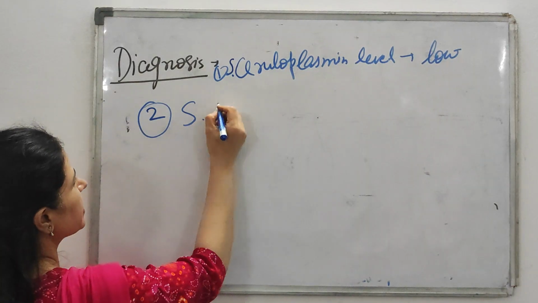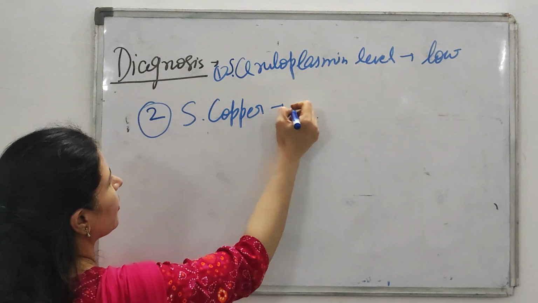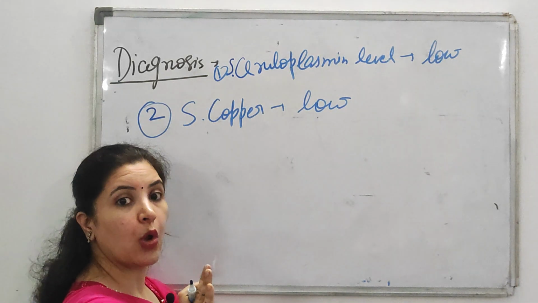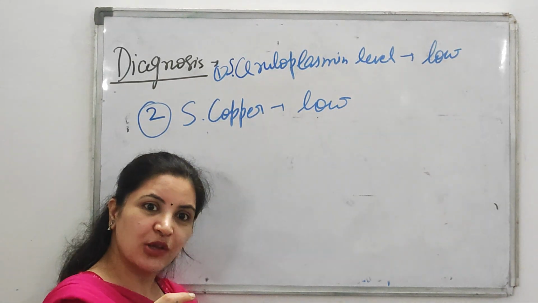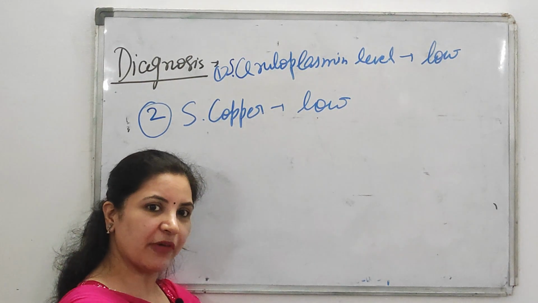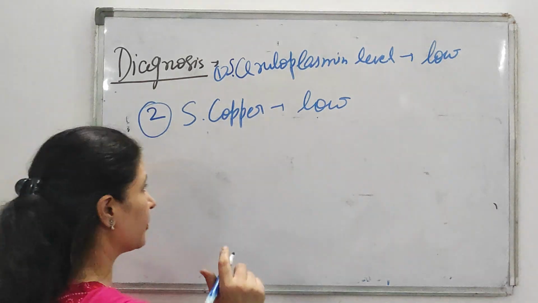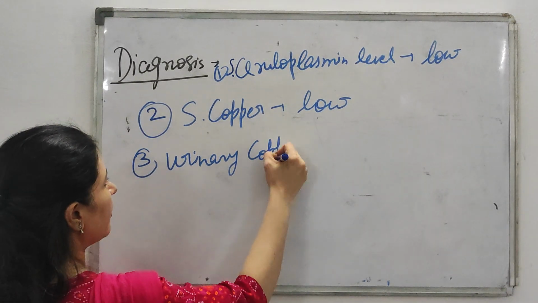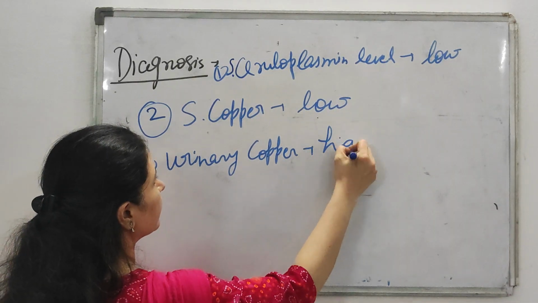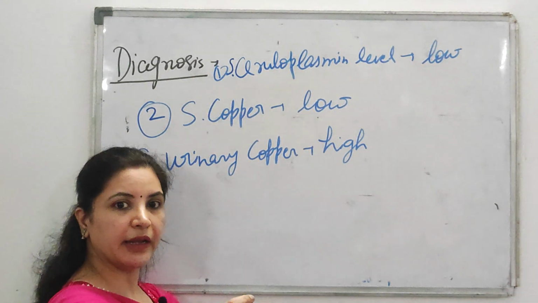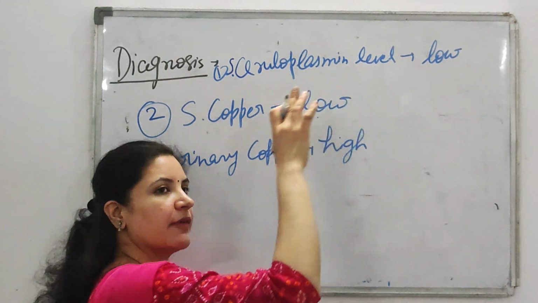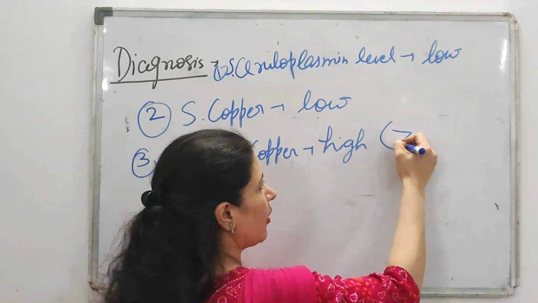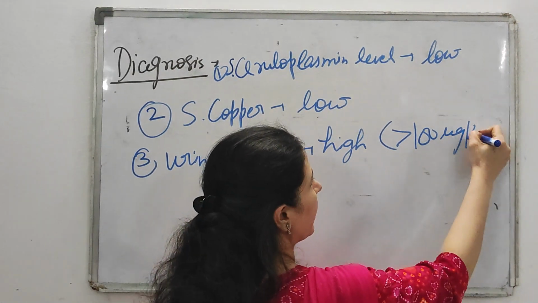Second, you will check the serum copper level. Remember, if you check the serum level of copper, it will be low, because the copper gets deposited in all your organs. So when you withdraw the blood and check the serum level, it will be low. Don't confuse it. Third is the urinary level. If you check urinary copper, it will be high because the excess copper gets excreted through the kidney. That's why the ceruloplasmin level is low, the serum copper level is low, but the urinary copper level is high, more than 100 micrograms per 24 hours.